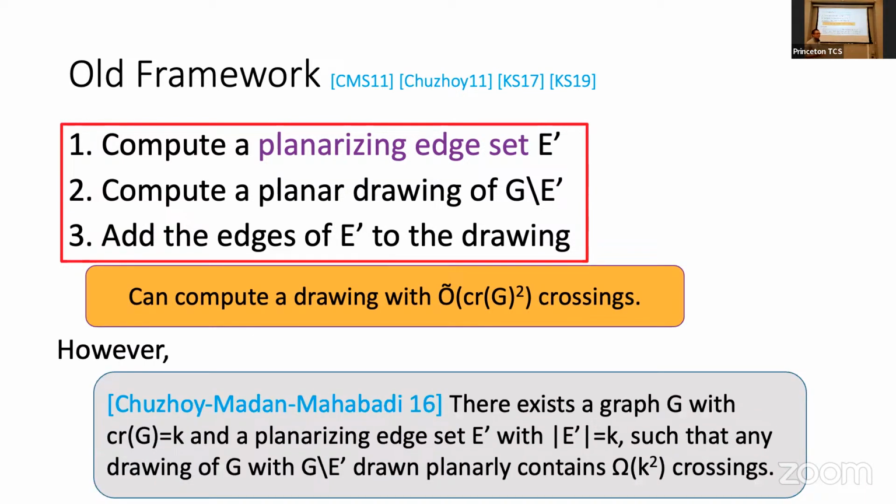However, what I mean by this framework at best giving us square root of n is the following. There exists a graph with a planarizing edge set of size K such that if we want to draw this graph with the remaining graph drawn planarly and then add the edges back, we have to incur at least K squared crossings. There is such an example, a very simple one. If you're interested, there's no board here, but we can draw it on a board sometime. It's also in the one-page appendix, Appendix A, of one of our papers. So this shows that CRG squared by this framework is tight, and therefore square root of n is also tight, for now the best we can get from this framework.